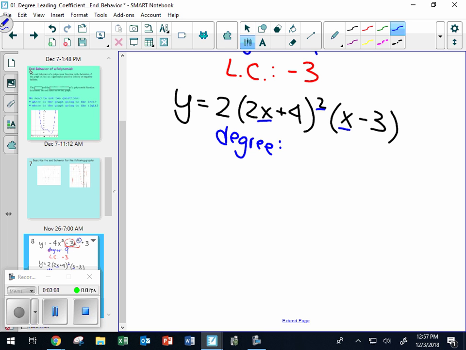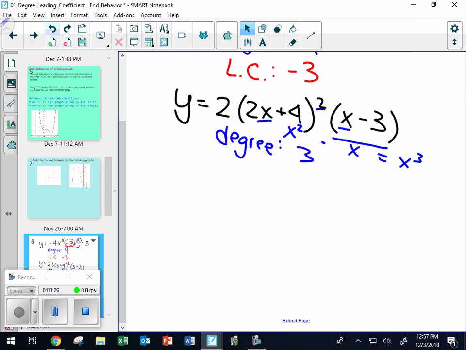Exactly. So here we have an x squared from this term here. And from this term over here, we have an x. So we have an x squared times an x, that gives us an x cubed. So our degree is indeed 3. Okay, Parker, would you like to call on somebody? Okay. Row 6, person 2. Ian.